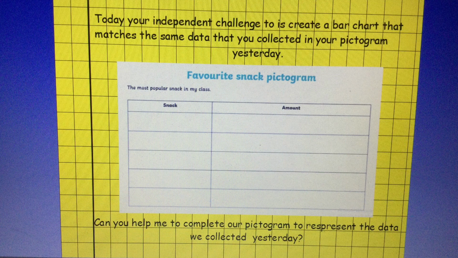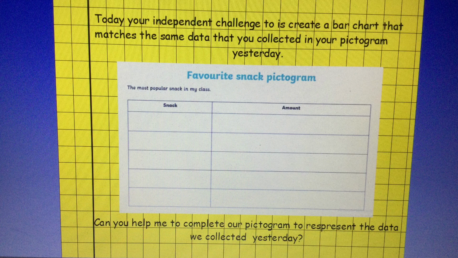Today your independent challenge is to create a bar chart that matches the same data that you collected in your pictogram yesterday, that you collected from your tally chart on Monday. So make sure you've got your pictogram or your tally chart to hand because you're going to need that next.